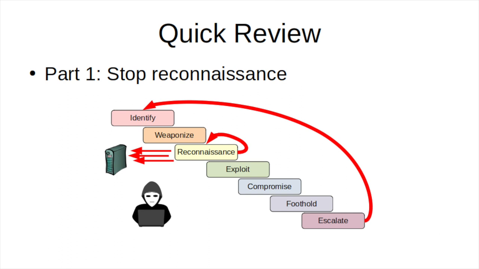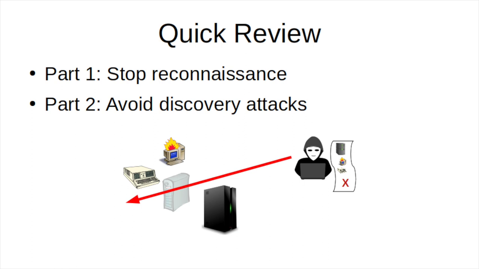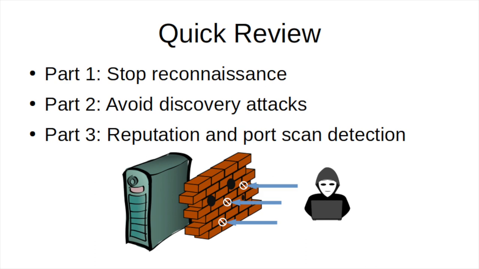Part 1 of this series covers the attack lifecycle and a simple approach for mitigating attacks. If you stop the reconnaissance early, then the subsequent scans and attacks are never generated. Part 2 provided a few simple ways to hide from discovery attacks. If the attackers can't find your server, then they won't scan or attack your systems. And part 3 described more active solutions, including reputation filtering, port scan detection, and packet profiling. These can be used to stop the connections before they can be used for attacks.